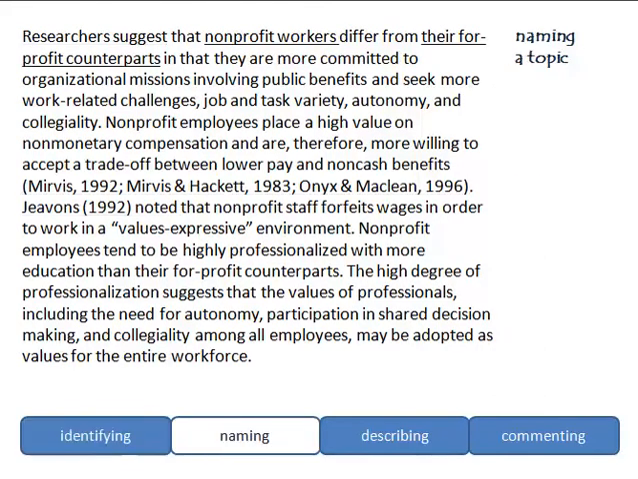In the third one, the topic is really a comparison of nonprofit workers and for-profit counterparts. The paragraph is about primarily nonprofit workers and some implied comparison to for-profit counterparts.